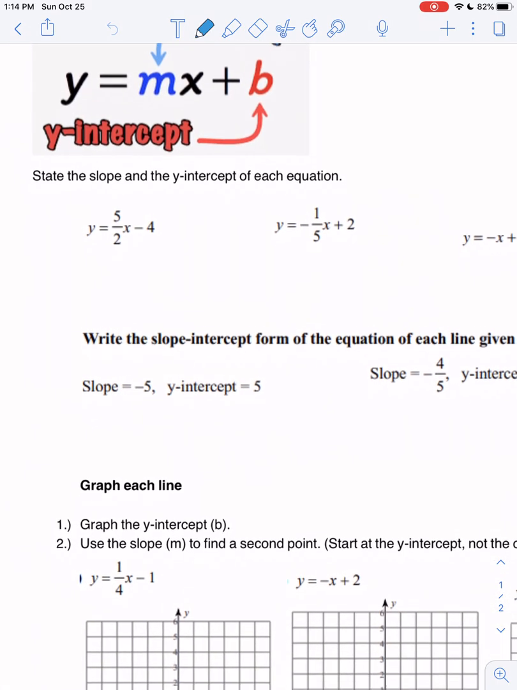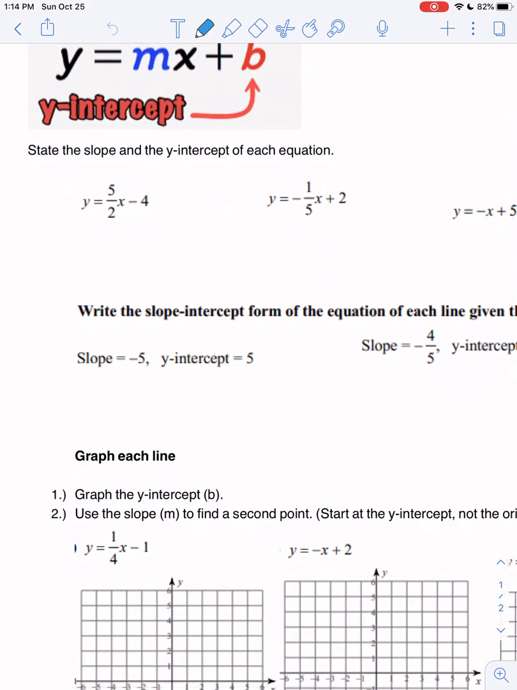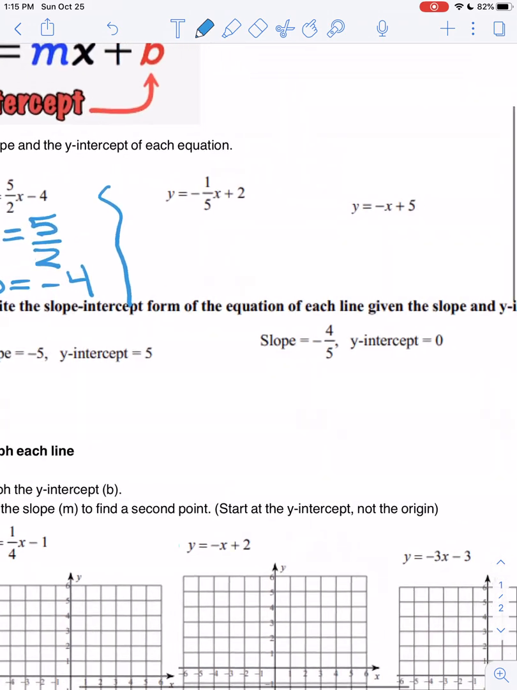So here's our first one. It's in the form of y equals mx plus b. So our slope, they call that m, is 5 over 2. That means we're going to rise 5, run 2. And then our y-intercept, which is called b, is a negative 4. If there's a minus in front of it or a negative, we consider that a negative 4. So that means it's going to hit the y-axis at negative 4.